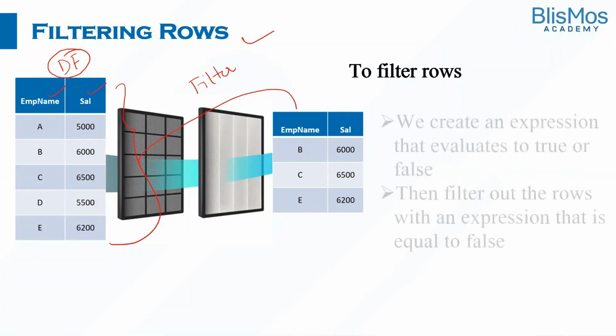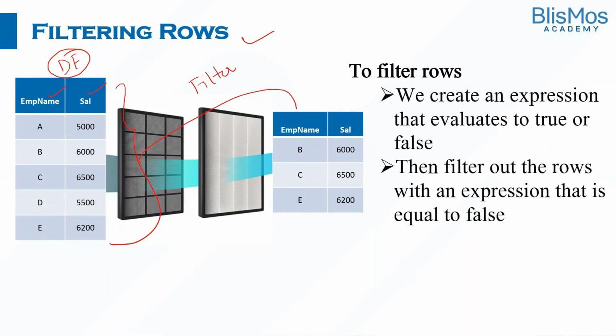To filter the rows, we create an expression that will evaluate to true or false. Then we filter out the rows where the expression is equal to false. If you take this example, our condition is we want to see in the results the employees who have a salary of more than $6,000 per month. Now, this row and this row are evaluating to false, so they will be filtered out.